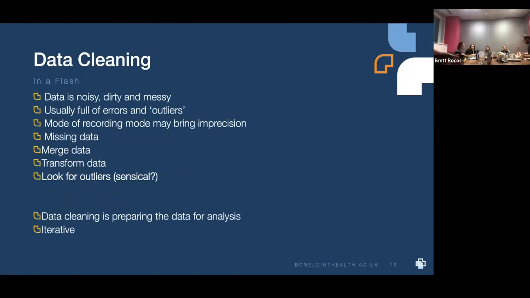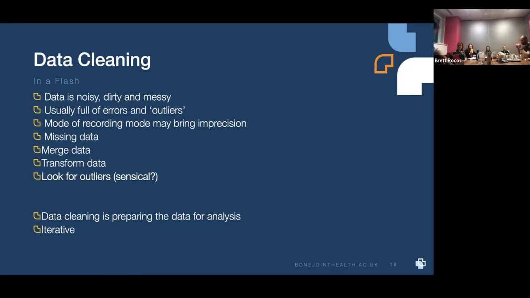Okay, so data cleaning. So you guys have all seen raw data from a study, right? What does it look like? Friggin' mess. Okay, it's all over the place. There's different abbreviations used, numbers missing, decimal points missing, all sorts of problems. Okay, it's noisy, dirty, and messy. It's often got a lot of errors in it. People type it quickly. It's low down the list of things to do in a clinical setting, entering data onto some data collection tool. All right, and there's often outliers.